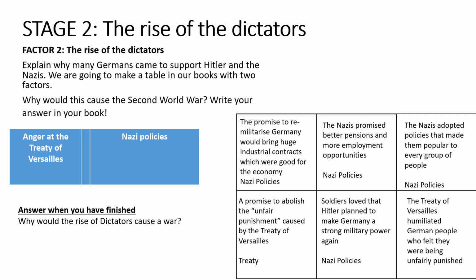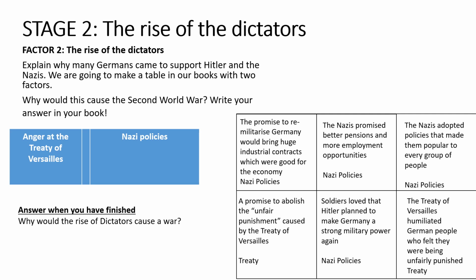Fifth, Nazi policies. Soldiers loved Hitler planned to make Germany a strong military power again. So it was a policy of them to appeal to soldiers and make them look really good by saying they were going to build the military up strong again. So that's another good Nazi policy that people liked.